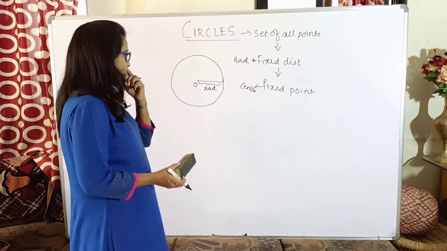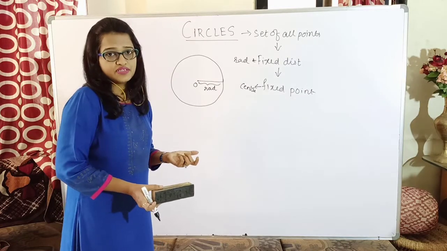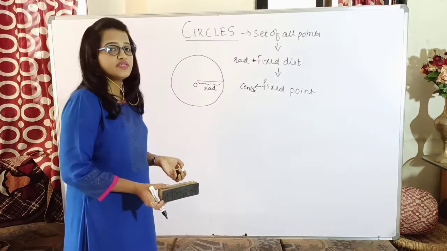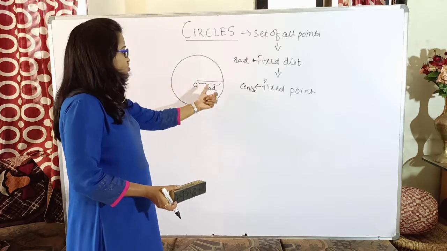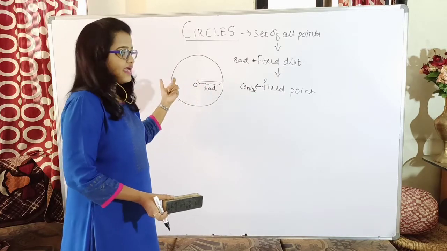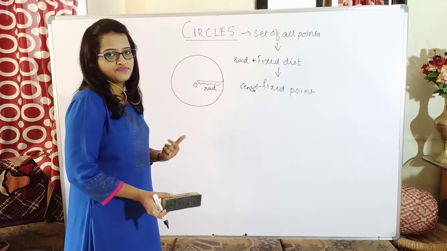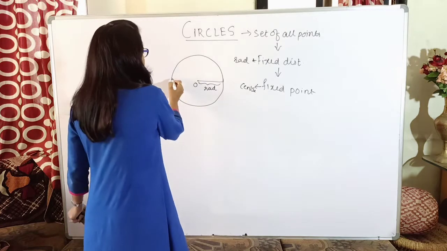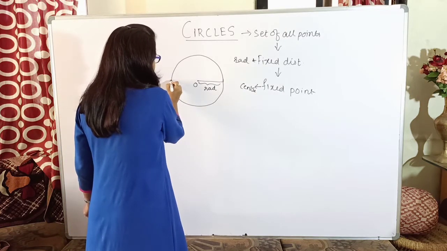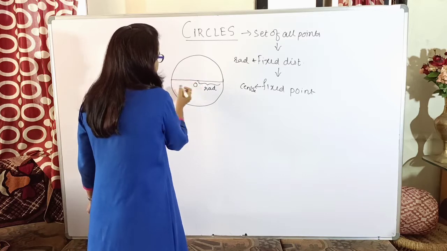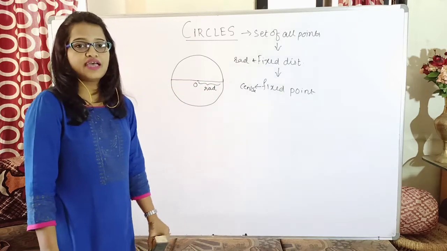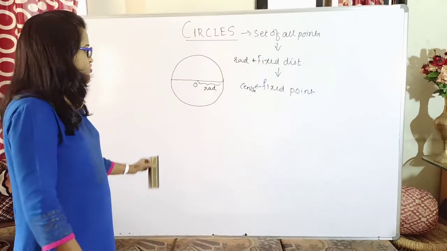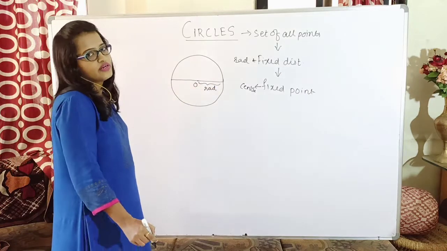Further, the definition of diameter. Okay, so diameter is the line segment which is joining two points of the circle and passing through the center, isn't it? So this complete length will be your diameter.